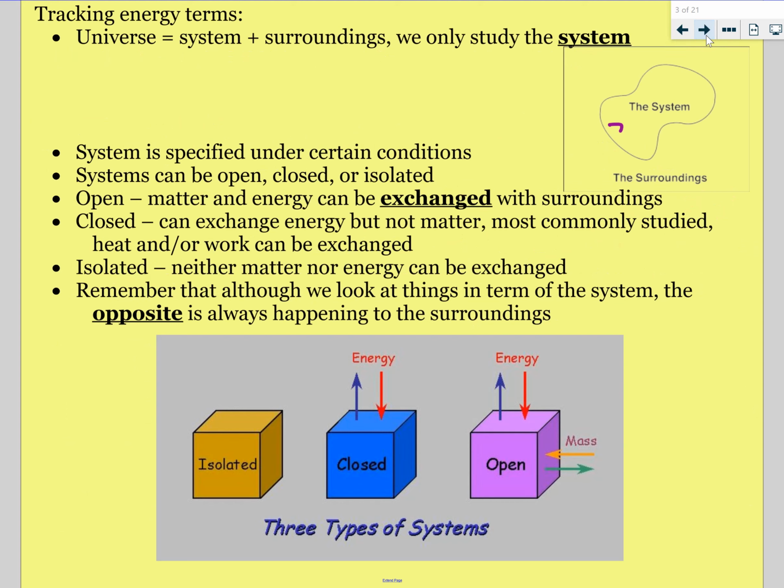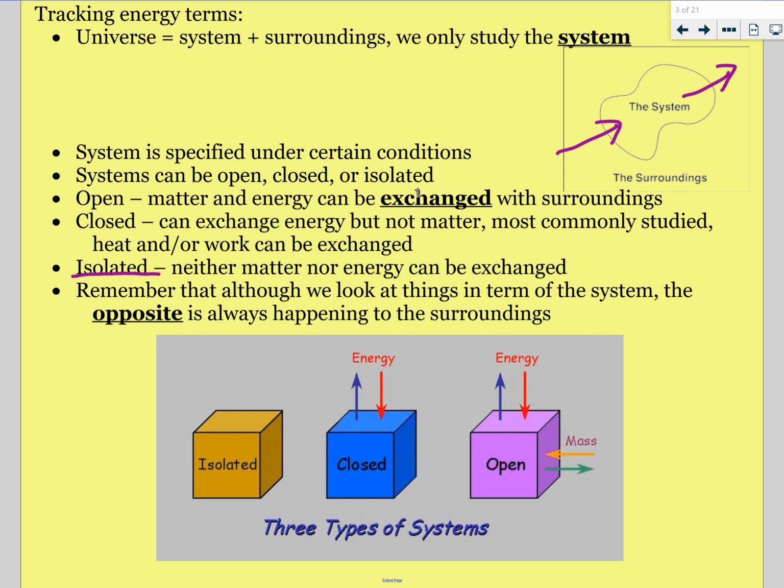When we deal with energy, we have to worry about what's called the universe, and the universe is simply everything. It's the system and the surroundings, and we always look at the system. And so things can go into the system and things can come out of the system. And an isolated system, which is what we hope for but never really have, is one where neither matter nor energy can come in or go out. But we do deal with different systems.